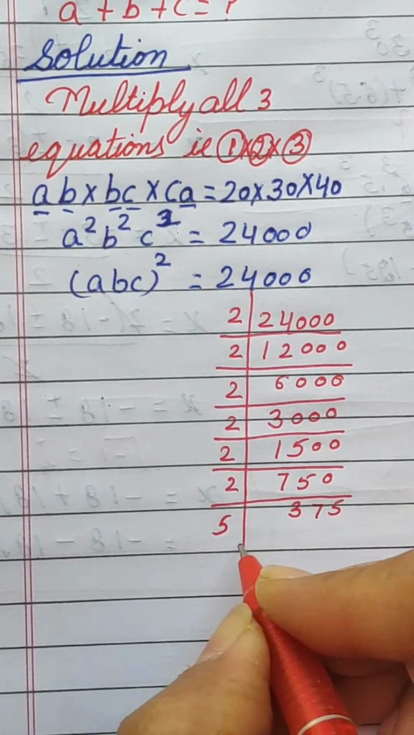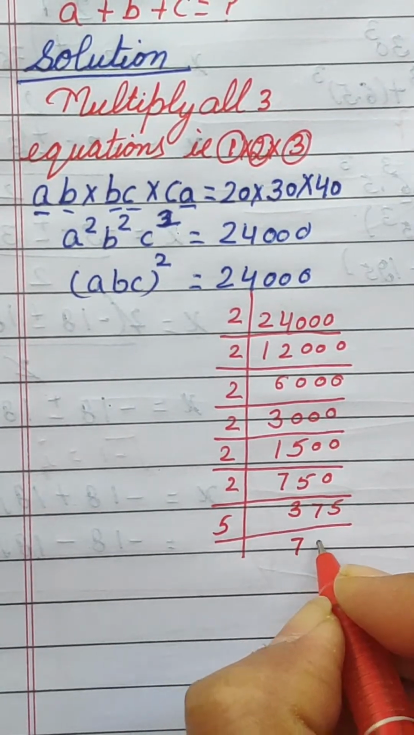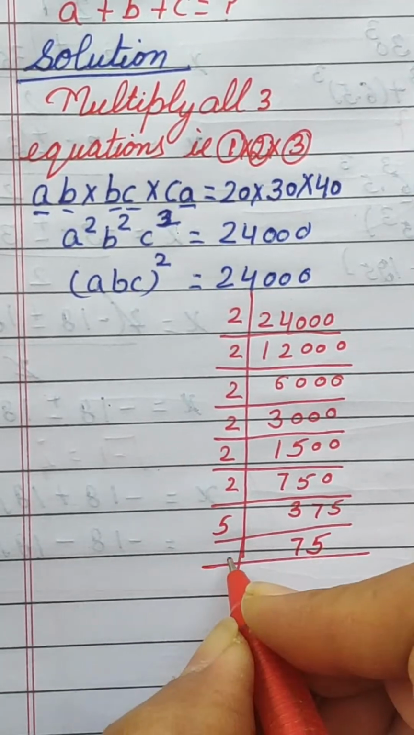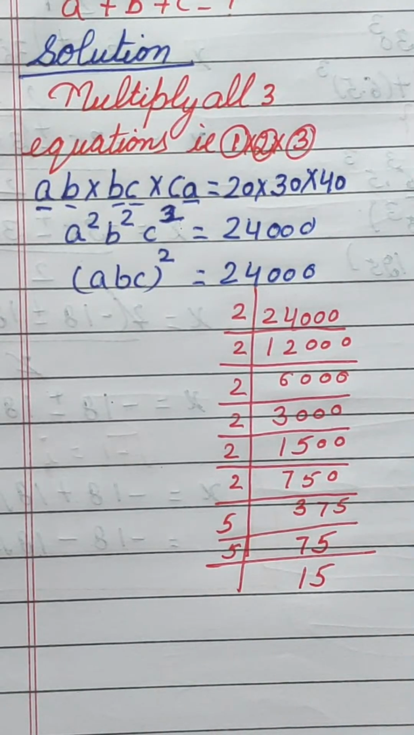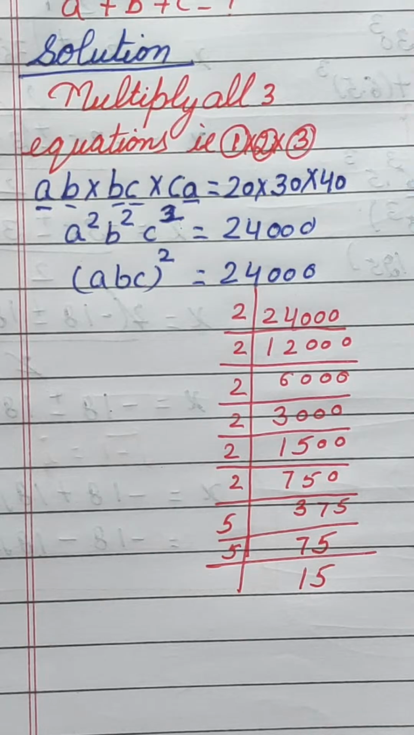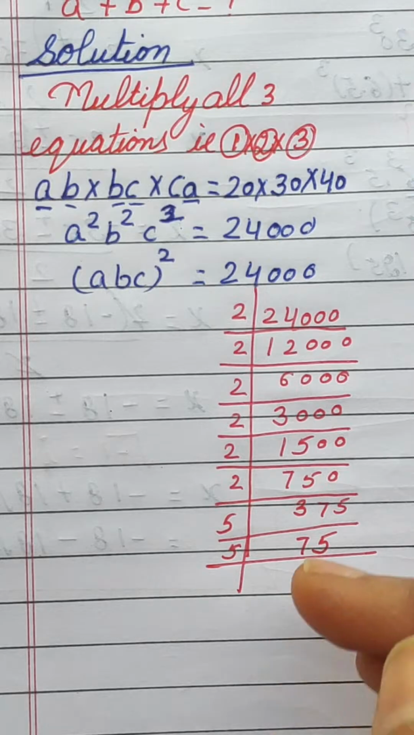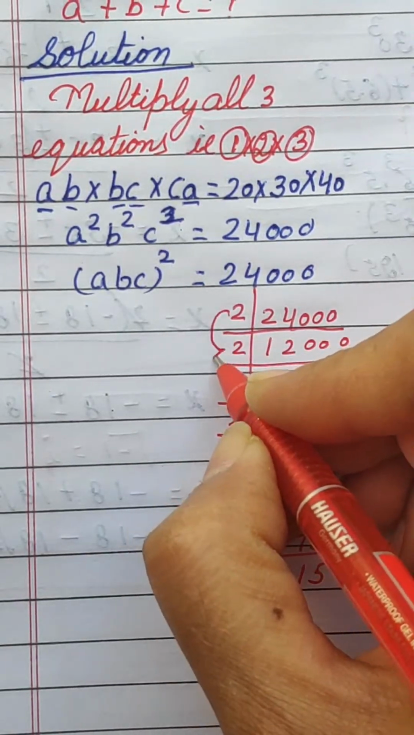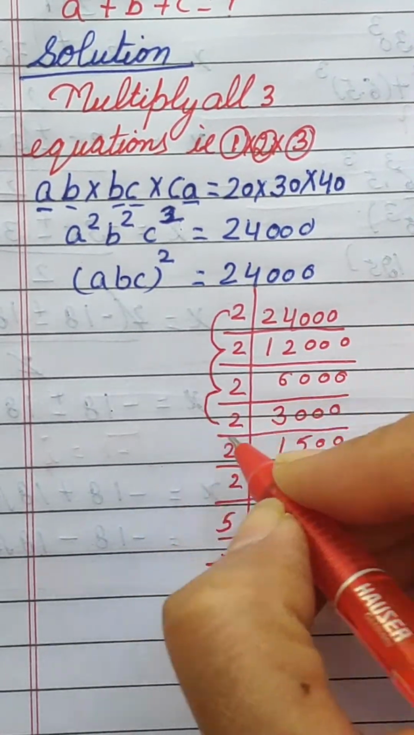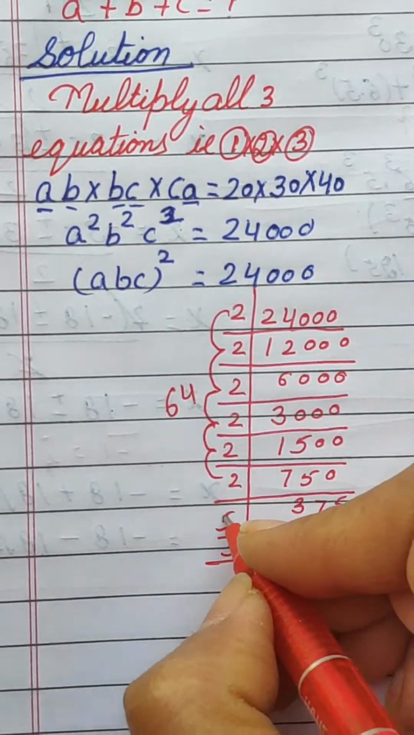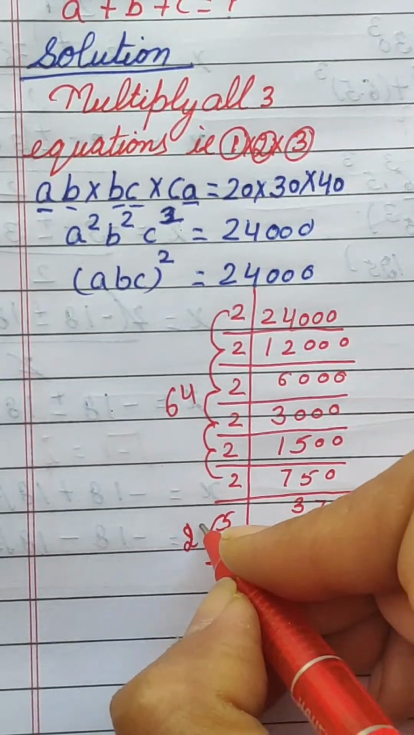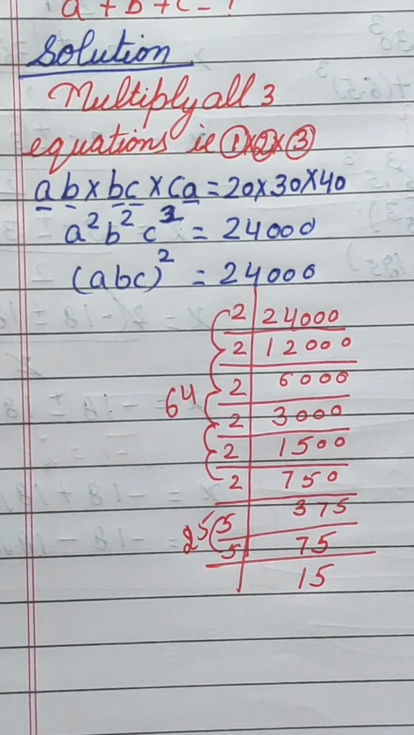So it will go with a 5. 375 divided by 5 is 75. Again 5: 15. So these are the equations where we can solve this, right? So 2 to the 4 is 16, 2 to the 5 is 32, 2 to the 6 is 64. So this is called 64. And 5 twos are 25 and 15, right?